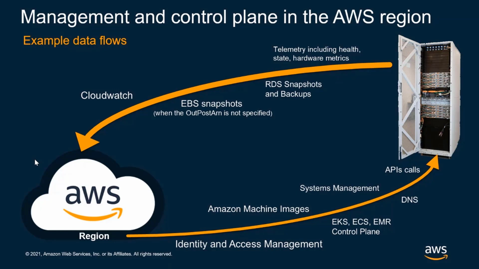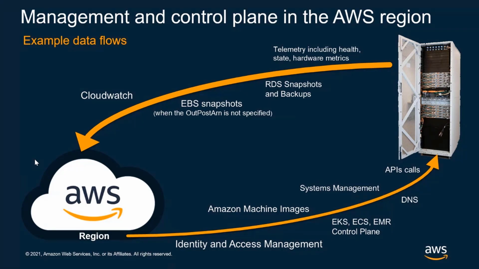On the flip side, there are data and information that flow from the region to the Outpost. As I mentioned, the control plane resides in the region. So that means things like identity and access management is hosted in the region, and Outpost talks to the region to authenticate. The control plane for several managed services like EKS, ECS, our managed container services, and EMR, our managed analytics service, reside in the region.